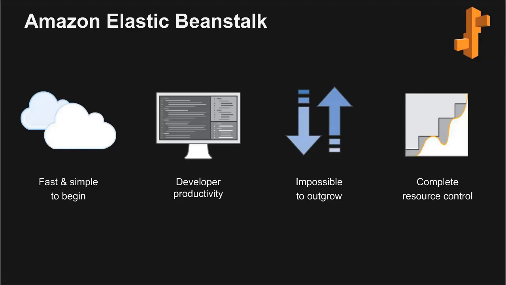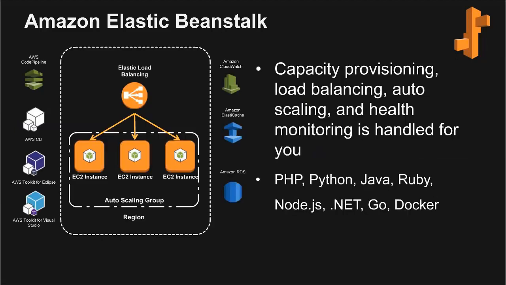Now let's take a look at Elastic Beanstalk. Elastic Beanstalk is a very fast and simple tool, which increases developer productivity and gives you complete resource control. It spins up instances, auto scaling groups, load balancers, RDS instances as needed. And as long as what you're doing is supported by one of the environments in Elastic Beanstalk, it's really easy to get up and running without having to worry about any of the underlying deployment or configuration management infrastructure.